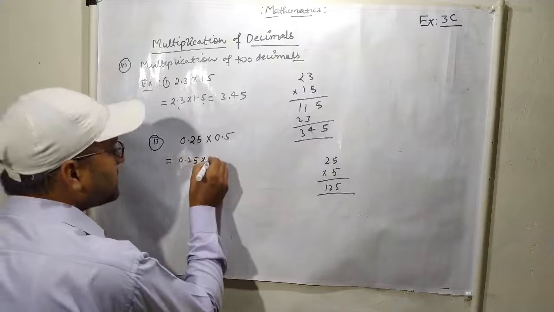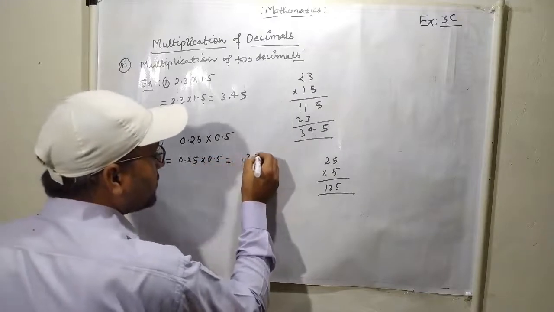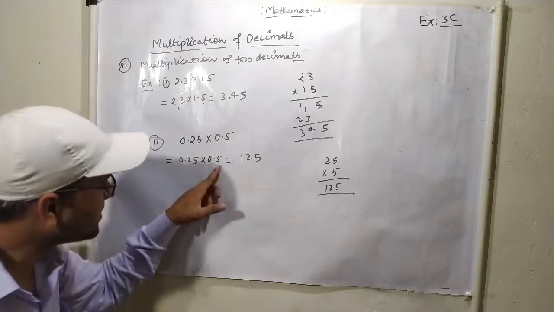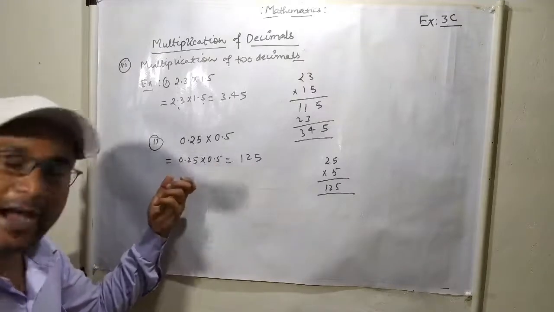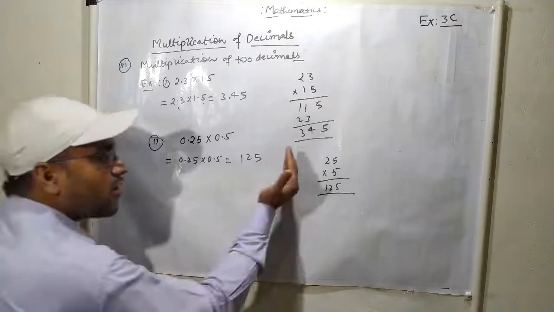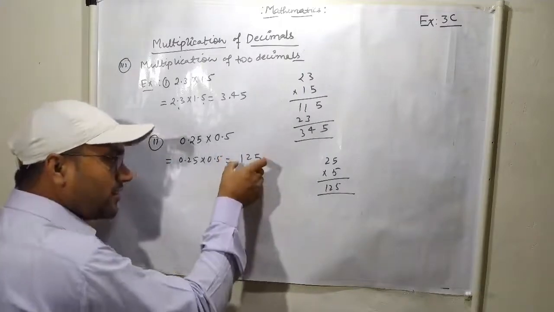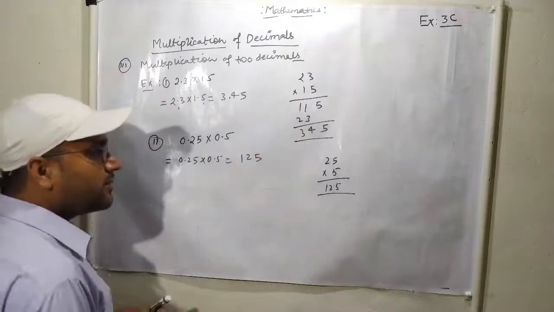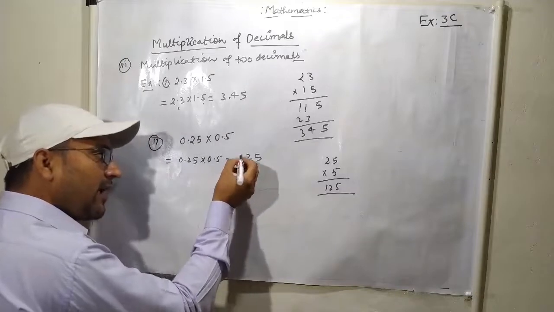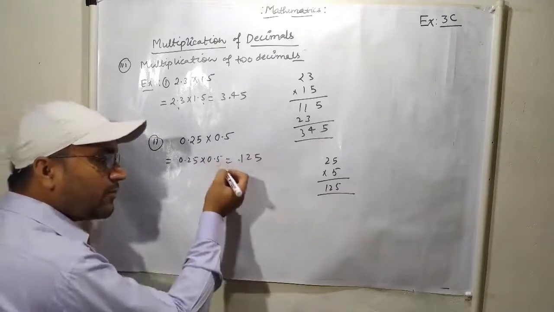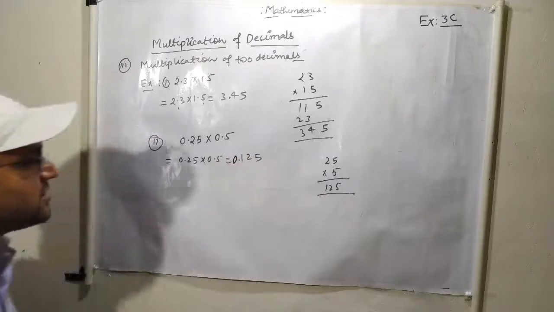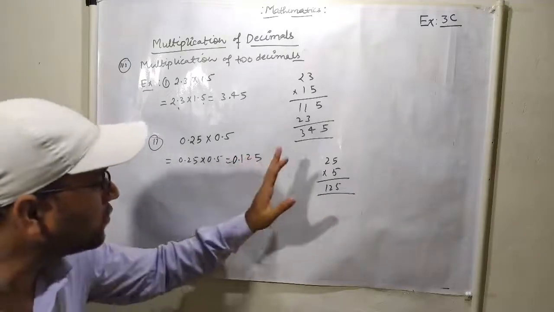So 0.25 multiplied by 0.5 gives you 125. But here there are 2 decimal places and here is 1 decimal place. In multiplication, you add these decimal places, so 2 and 1 make 3 decimal places. You count 3 digits from the right side of your product and put the decimal point: 1, 2, 3. Before the decimal, if there is no integral part, you use 0. So your answer is 0.125.